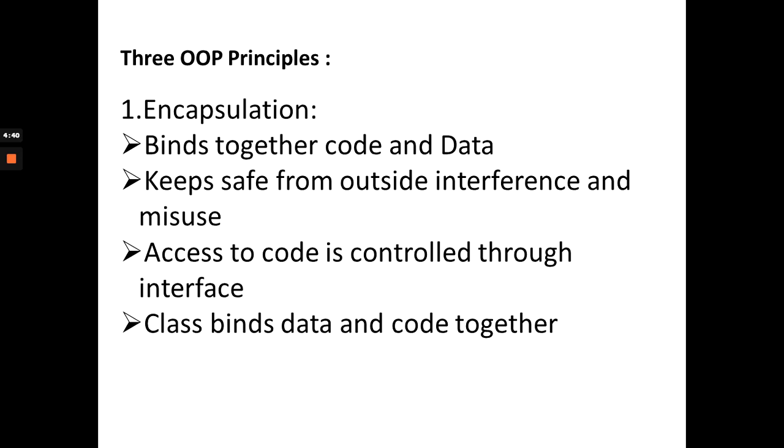In terms of security, encapsulation is very important in Java. Access to code is controlled through a well-defined interface. So you cannot directly access the code. A class is built for that, or you can create interfaces in Java so that the inside construction is hidden from the outsider. The class is a structure that binds data and code together. So you can create an object of a class, and that object will access the data members and member functions inside the class.